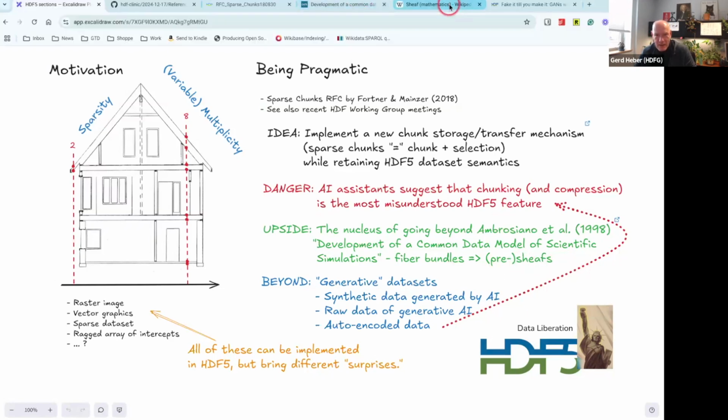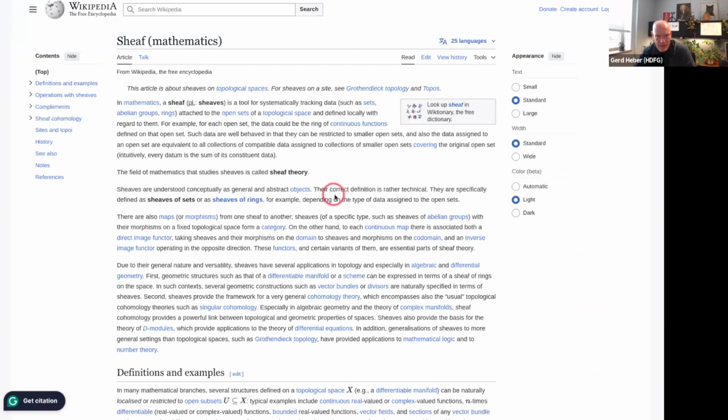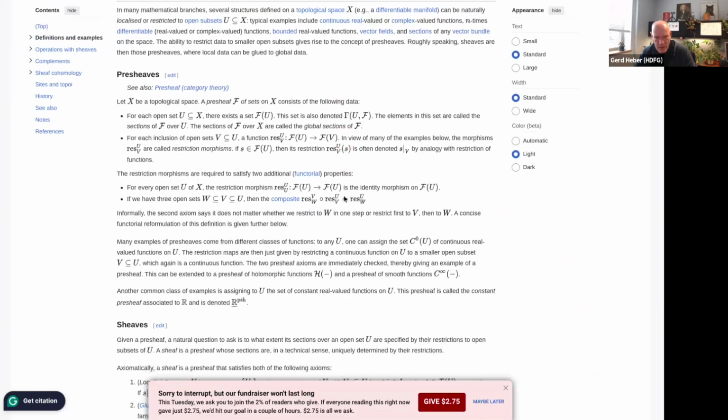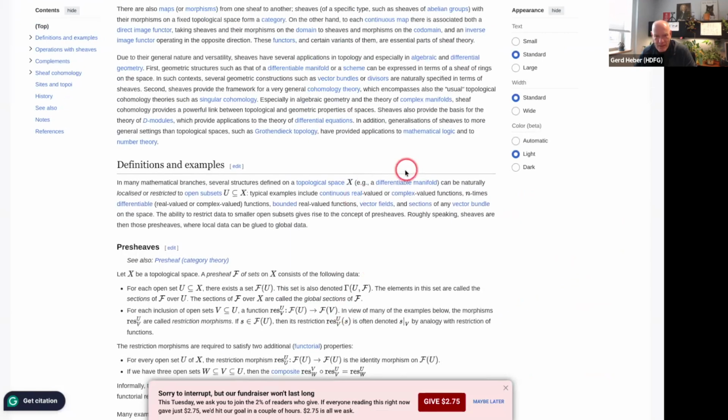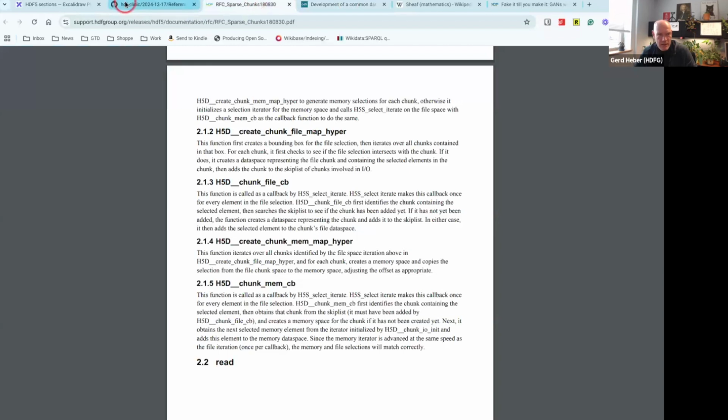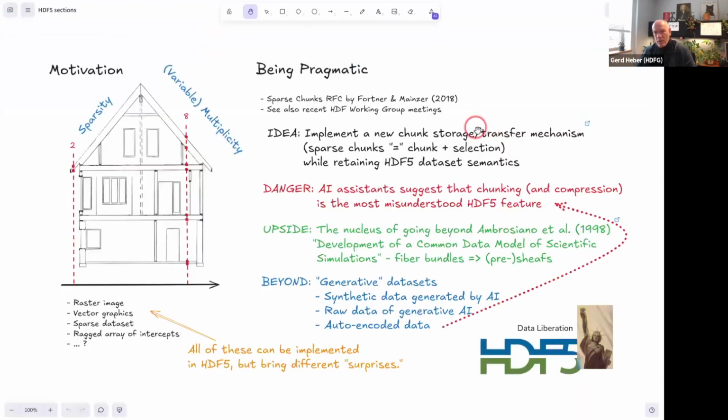And I linked it if you want to read more on that. The Wikipedia article on pre-sheaves is actually very interesting. And that's where the sections come from, because unlike for fiber bundles, where you have this thing called the base space, and then you have what some people call the total space, and you have a mapping from this total space onto the base space.